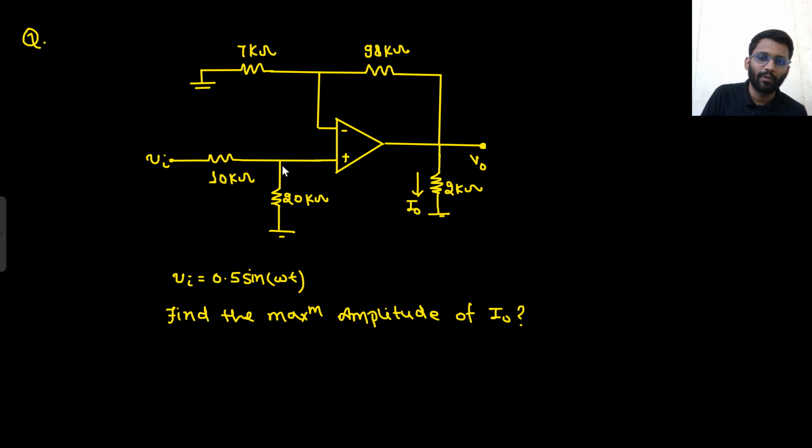So how will you do it? What will be the potential coming here? That would be 2V in by 3. Say yes or no. Simple potential divider: 20 kilo ohm divided by 20 plus 10, 2 by 3 into V in. So this potential is 2V in by 3.